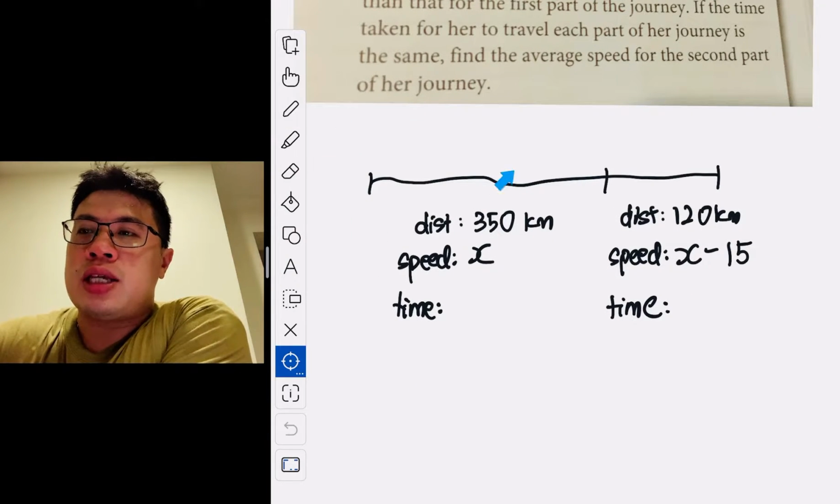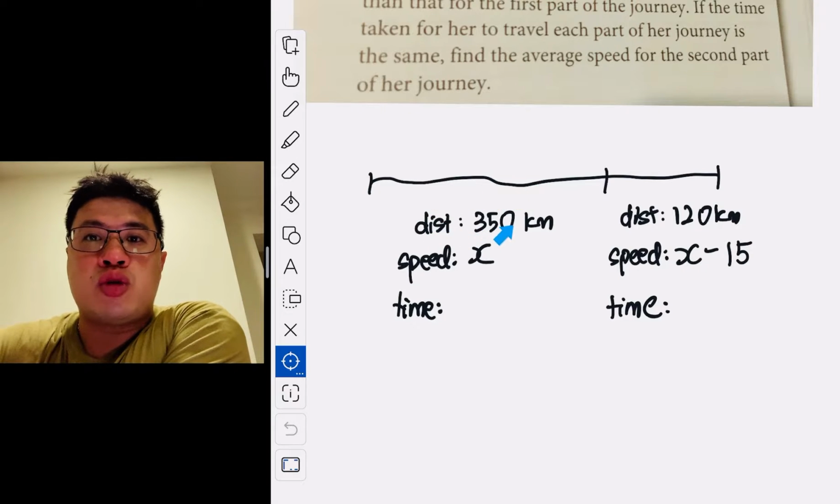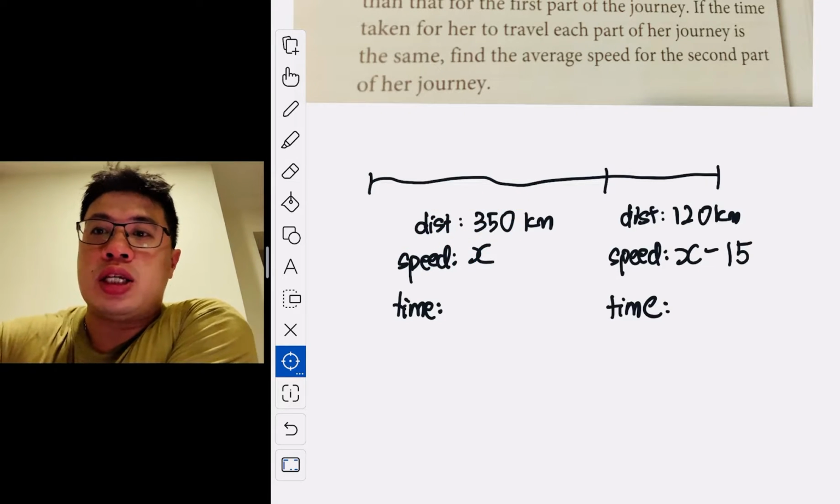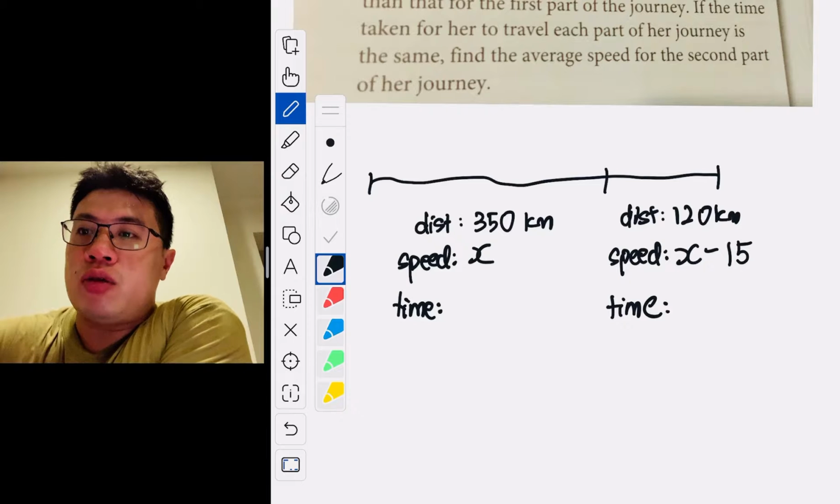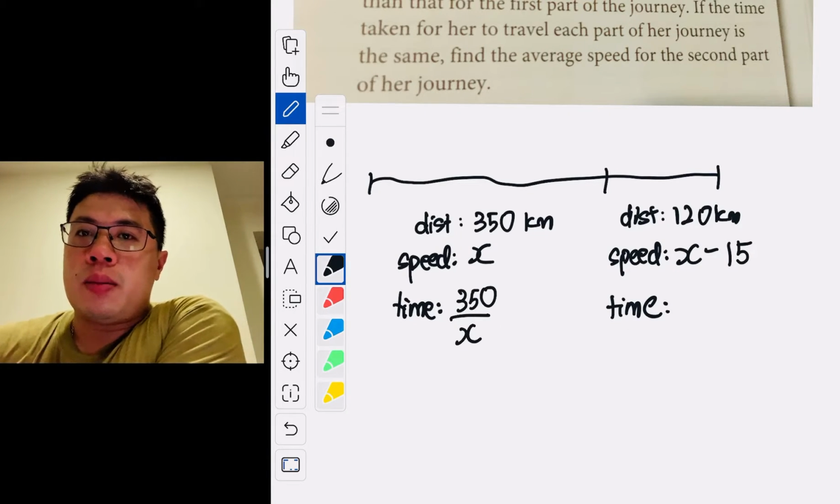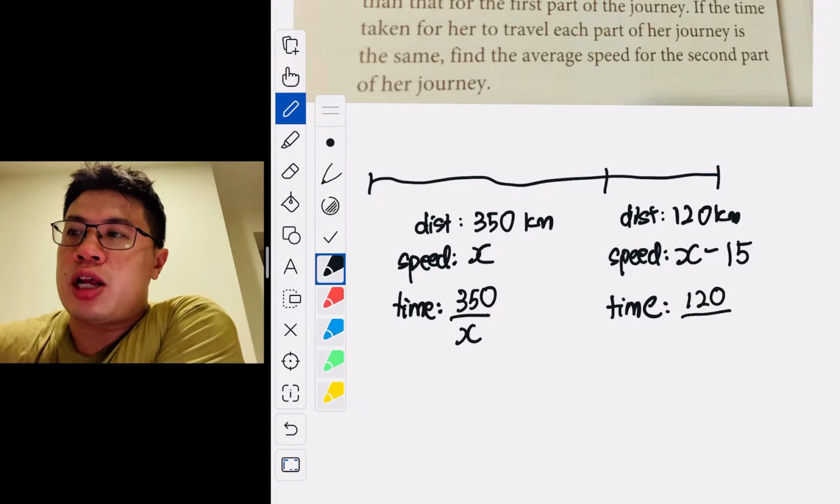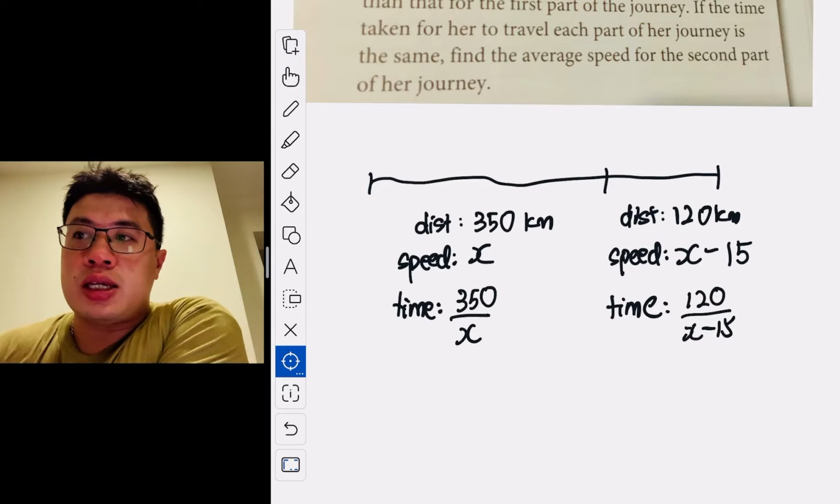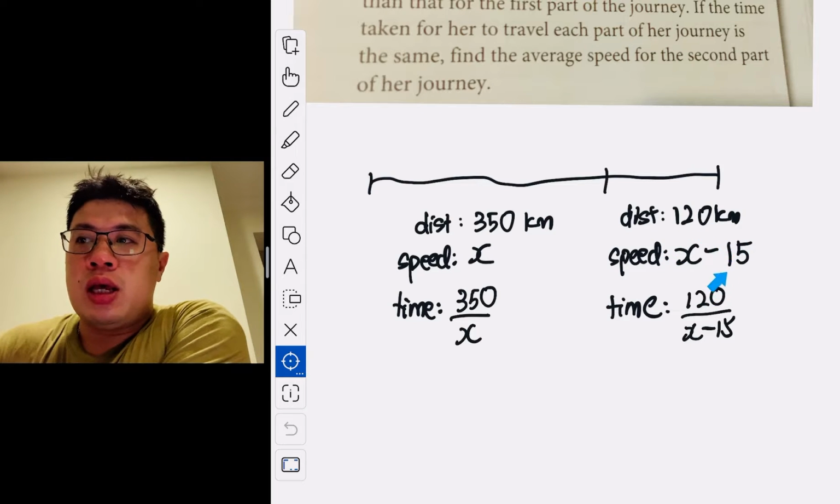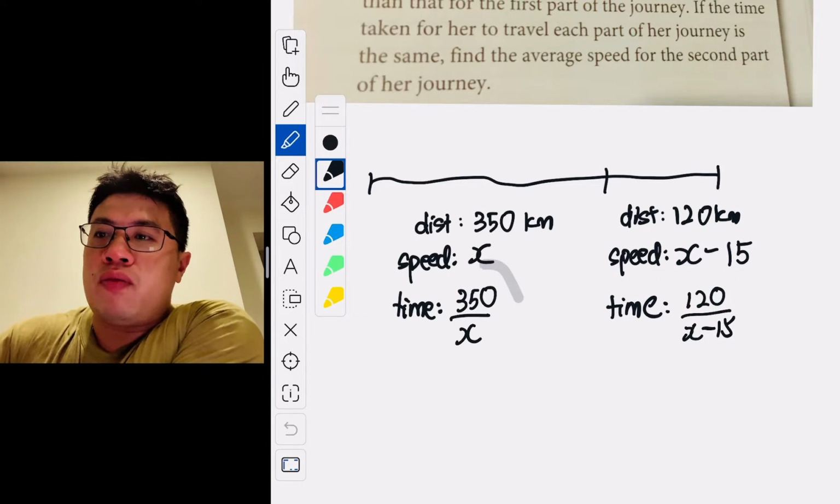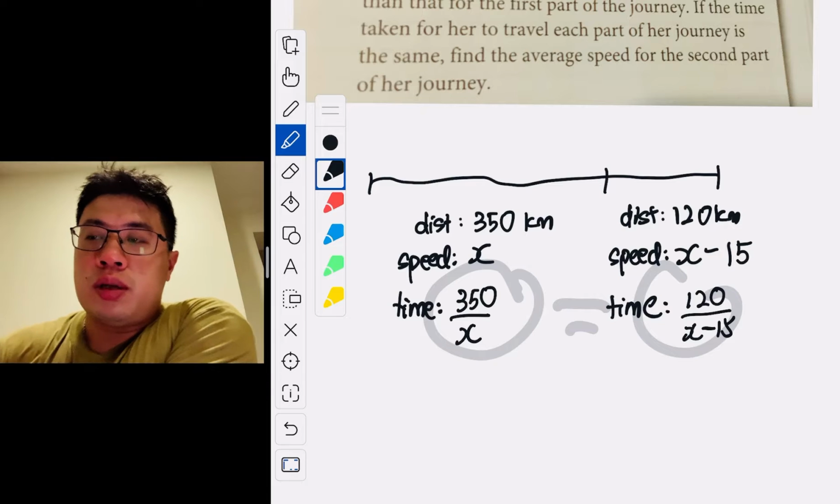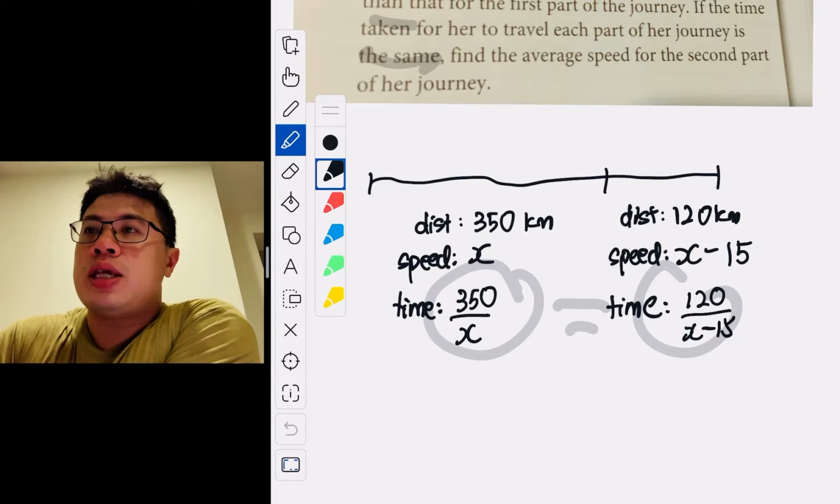Here, you can see for the first part, the distance is 350, the speed is x. The time taken will be 350 divided by x. Here, the distance is 120, the speed is x minus 15. The time taken is basically, you know that if you form the triangle, the time is distance divided by speed. Distance divided by speed. And the timing for these two are equal because they say that the time is the same.